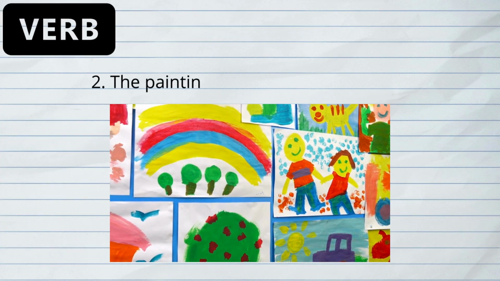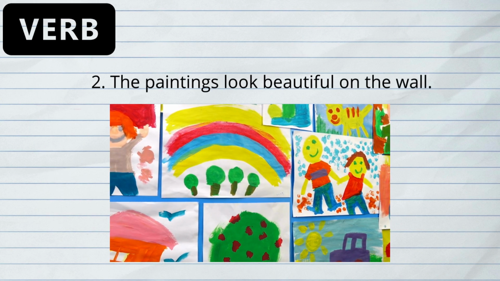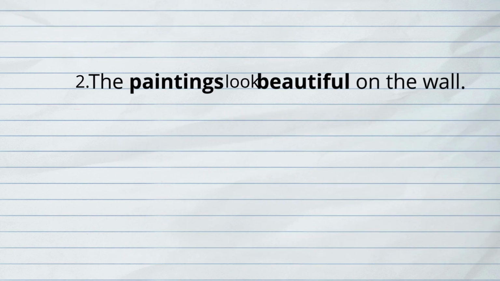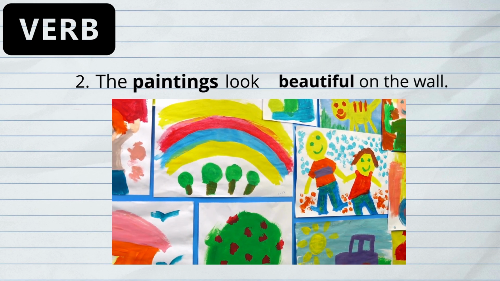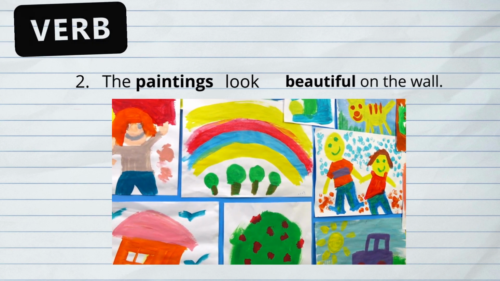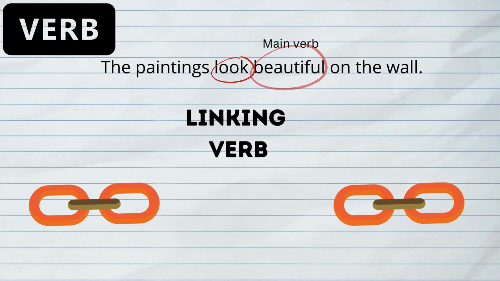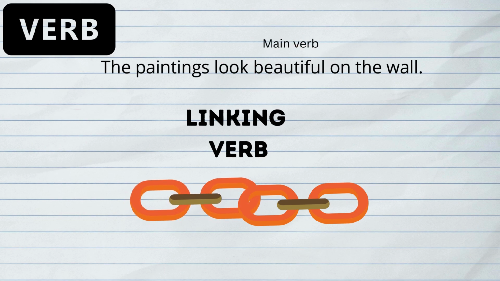Let's try another sentence. The paintings look beautiful on the wall. Paintings is the subject of the sentence, and beautiful is the word describing the subject. Beautiful is the main verb. Look is the linking verb.